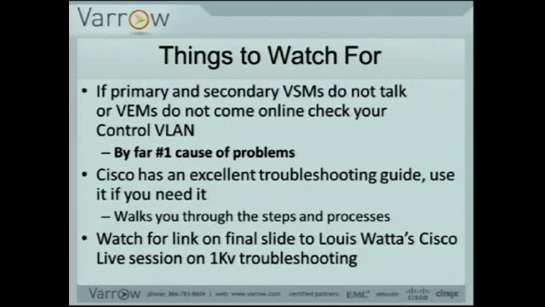A couple things to watch out for really fast because I'm about out of time. I've already talked about it. Primary and secondary VSMs don't talk. It's the control VLAN. If you're using layer 3, just do a couple of pings because something's not routing correctly. That's one reason people like layer 3 configs. Usually it just works easier. Cisco has a great troubleshooting guide now. It's kind of like those old choose-your-own-adventure books as a kid. Run this command. If you see this, go to step 4. If you see that, go to step 8. So it'll walk you through it.